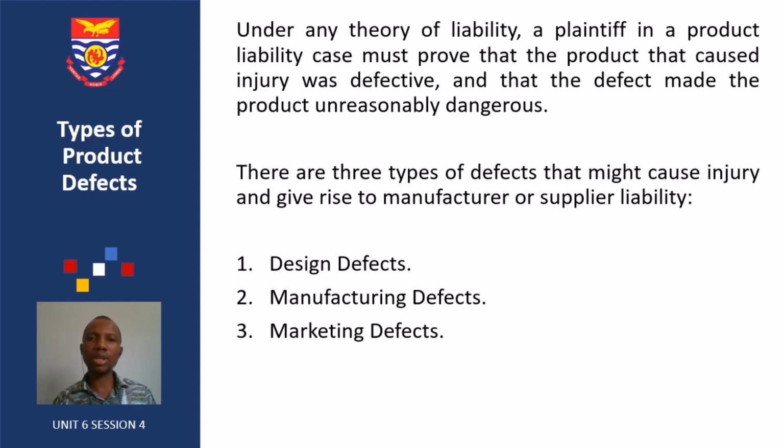Under the theory of liability, a plaintiff in a product liability case must prove that the product that caused injury was defective. So you have to prove that the product is defective and that the defect made the product unreasonably dangerous. So because of the defect, the product was unreasonably dangerous, that it had a tendency of causing harm to the final consumer. Now, there are different types of defects.